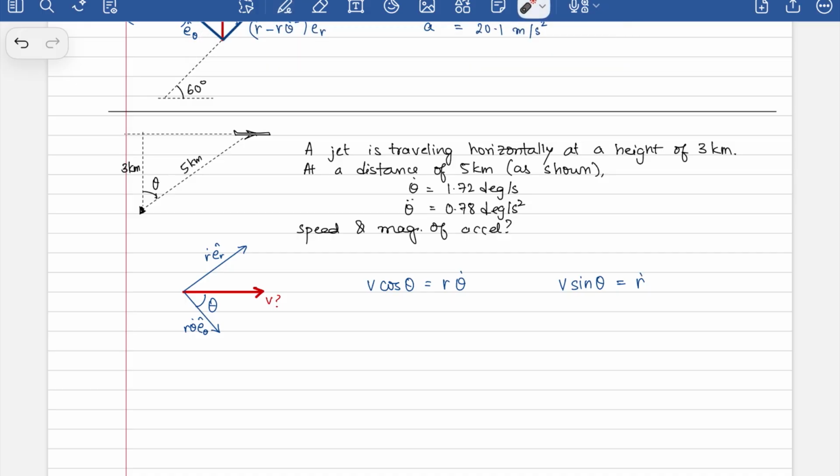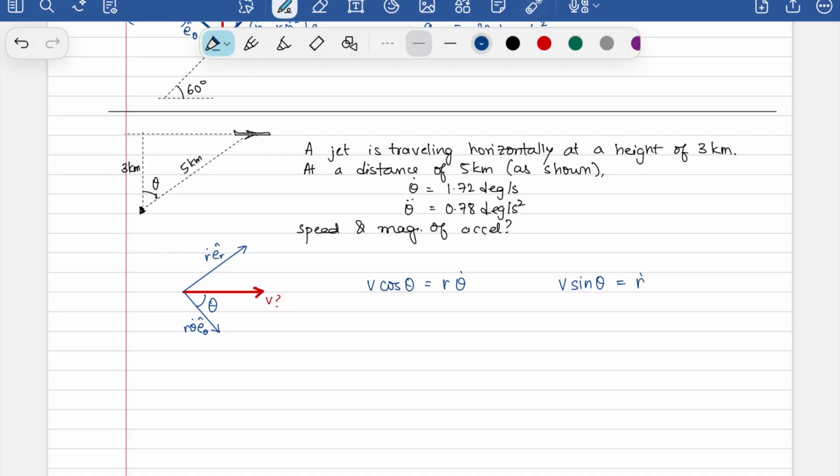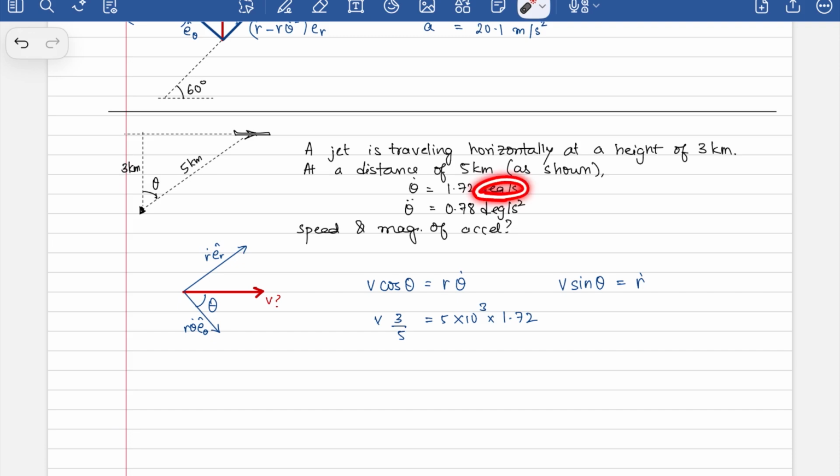Which among these is available to you? Do you have the radial distance? Yes, there's the radial distance. Do you have theta dot? Yes, it's given to you. Do you have theta? Well, yes, you do actually have theta because this is the hypotenuse and this is the adjacent side. So cos theta is equal to 3 by 5, which means I could write v cos theta being 3 by 5 is equal to r being 5 times 10 to the power 3 times theta dot is 1.72. If you were to write this, you would make a grave mistake. The reason is that it needs to be in radians per second, but it was given to you in degrees per second.